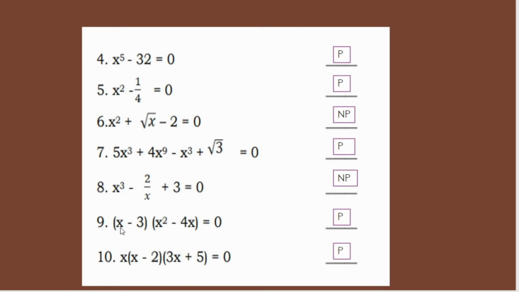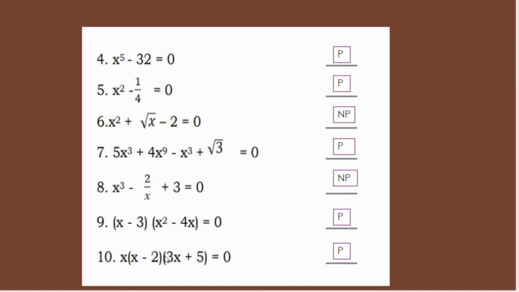Number 9, x minus 3 times x squared minus 4x equals 0. So all positive exponents. So this is a polynomial as well. Number 10, so we have x times x minus 2 times 3x plus 5 equals 0.